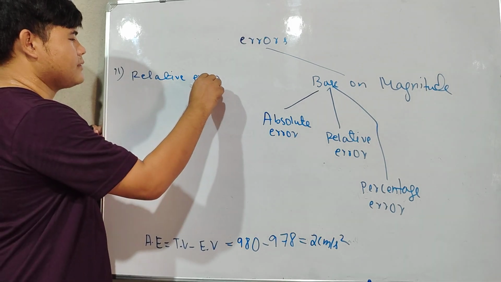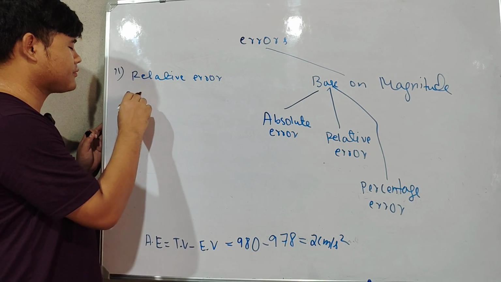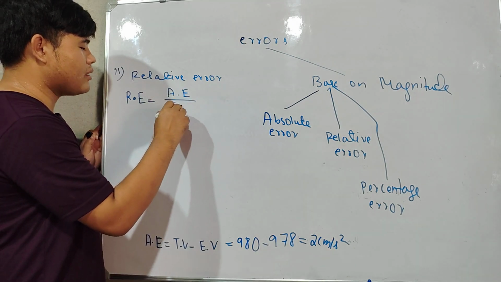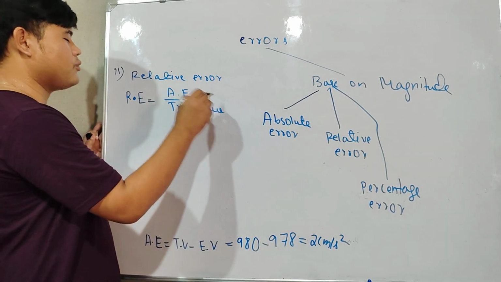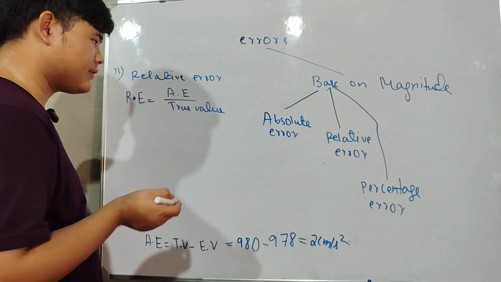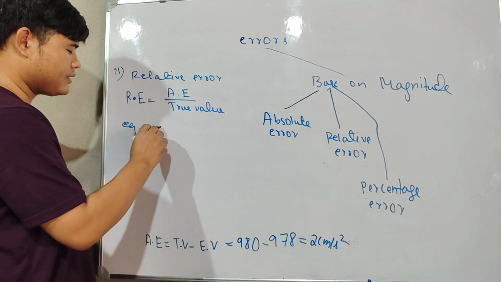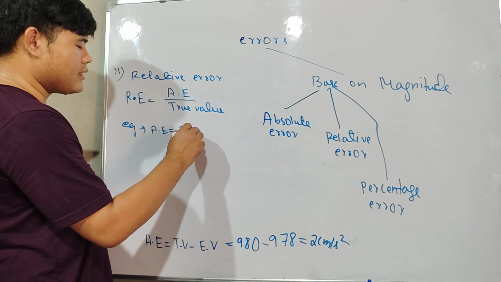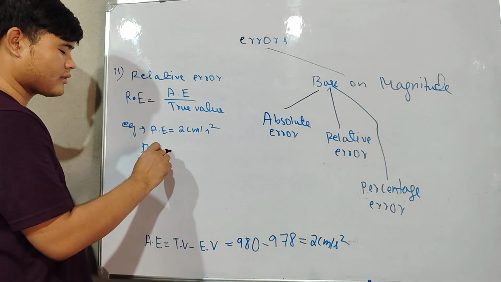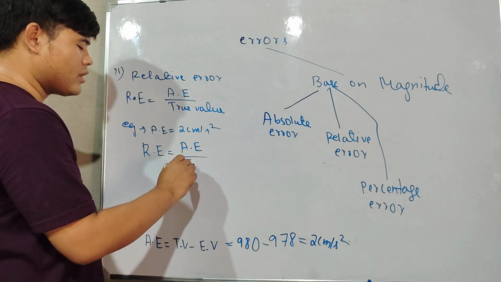So relative error is nothing but the ratio of absolute error to the true value. The ratio of what? Absolute error to the true value. Okay, so examples. What we got, absolute error, the times 2, right? Absolute error, how much we got? 2 centimeter per second squared. Yes or no? So now, can you find the relative error? So what is the relative error? Absolute error by what? True value.